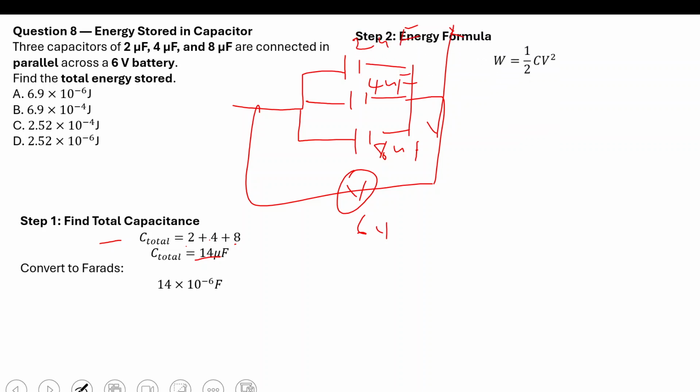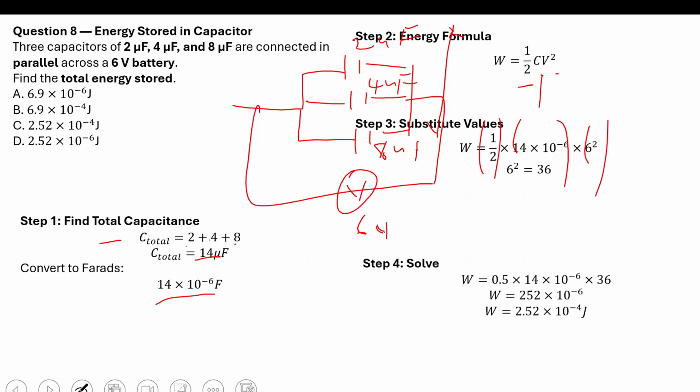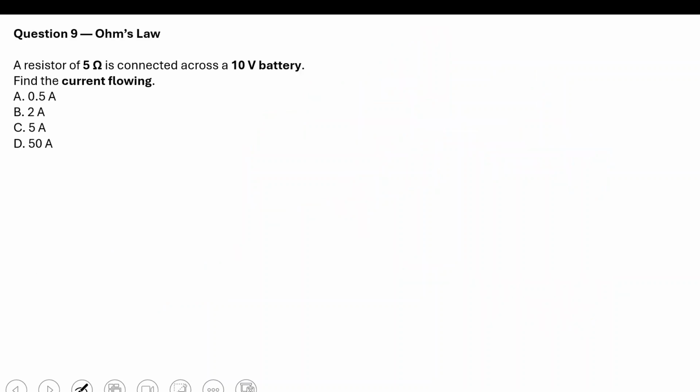But then energy is given as half CV squared. This C is the total capacitance, which we have gotten as 14 times 10 to the power minus 6, and the V is just 6. So plug in the values: half times C, then times V squared. So the answer is 2.52 times 10 to the power minus 4 joules. So the option here is C.